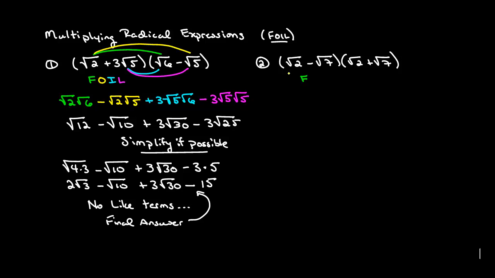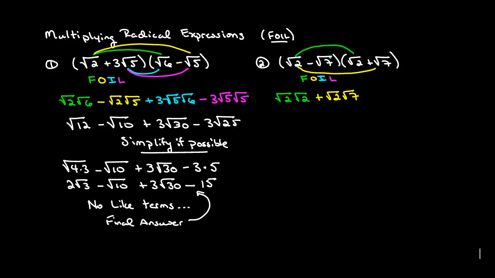So let's color code it. So let's start out with the F. We're going to multiply the two first guys together. So that'll be square root of 2 times square root of 2, which will be the square root of 4, which we know is just 2. So we'll get to simplifying that in a second. Now we've got the outer guys, so we've got square root of 2 times positive square root of 7.